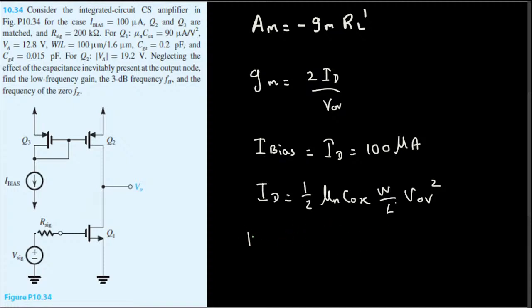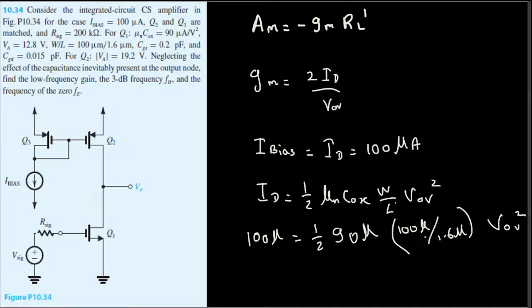So if you plug in all the values, this is 100 micro, and this one is half times 90 micro, and then W over L ratio is nothing but 100 micro over 1.6 micro, and then VOV square is the unknown. That's what we are trying to find. So we just rearrange and solve for VOV, and if you solve for it, you will end up getting VOV to be 0.188 voltage. So this is our VOV value.